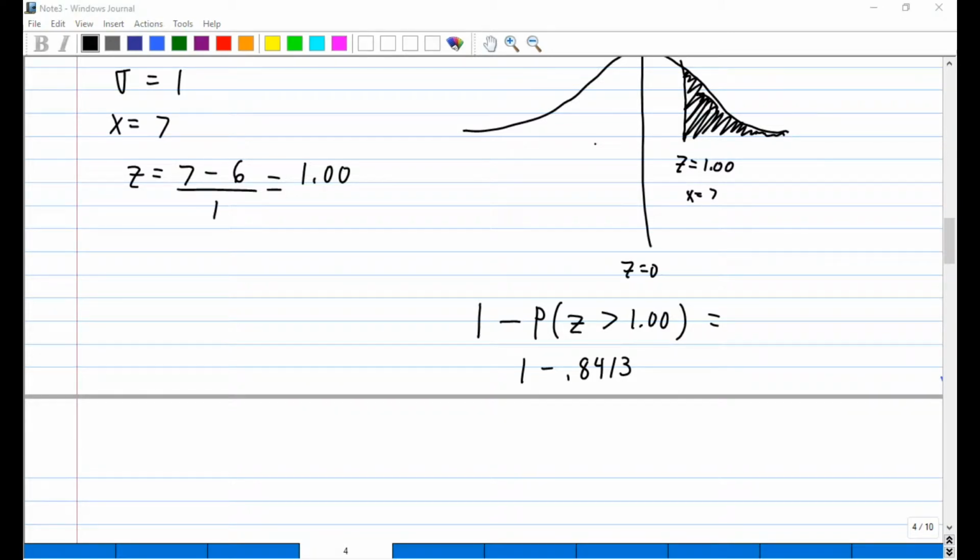All right, do that in the calculator and see what you get. 0.1587. So what that means is there is about a 15.87% chance that a randomly selected person, the next person in line, is going to have to wait more than 7 minutes. It's kind of neat how that works.